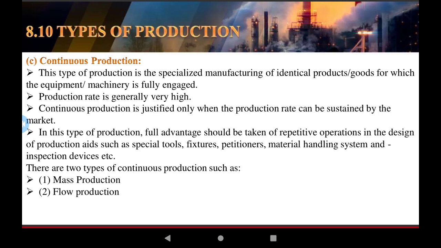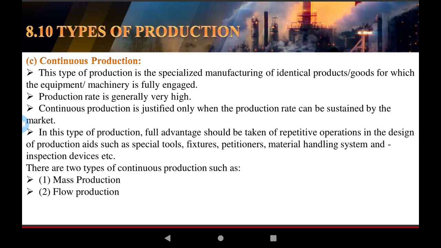Suppose the production of toothpaste in the industry, oils, and other small pieces of products, shaving creams, and all the domestic products for kitchen use. This is consisted in the continuous production system. Continuous production is justified only when the production rate can be sustained by the market.